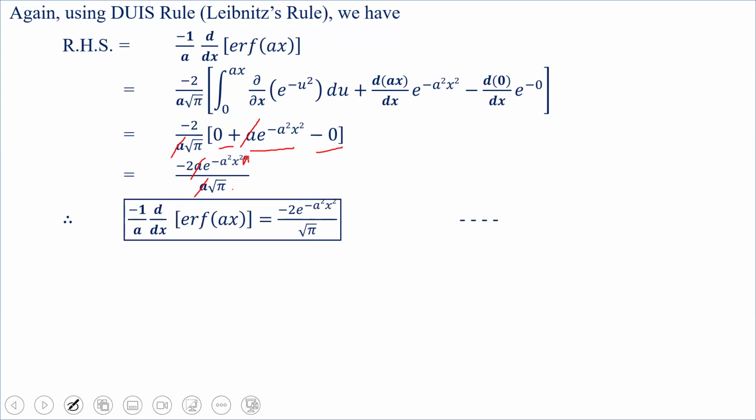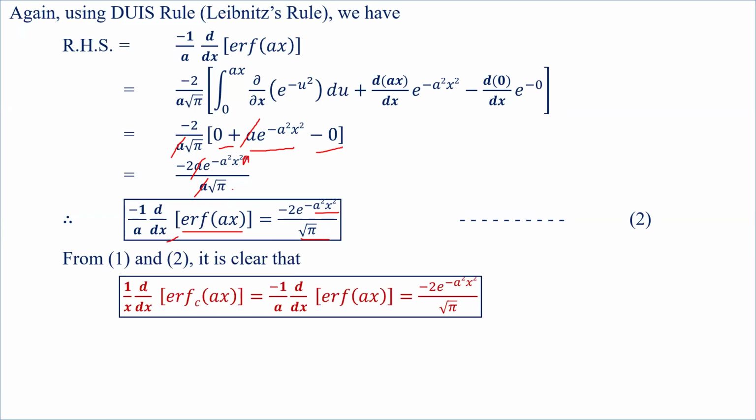Therefore, minus 1 upon a derivative of the error function of ax with respect to x is equal to minus 2 e to the power minus a square x square upon root pi. If we compare equations 1 and 2, we have 1 upon x derivative of the complementary error function of ax with respect to a, which is equal to minus 1 upon a derivative of the error function of ax with respect to x, which is equal to minus 2 e to the power minus a square x square upon root pi. And this is our answer. Thank you.